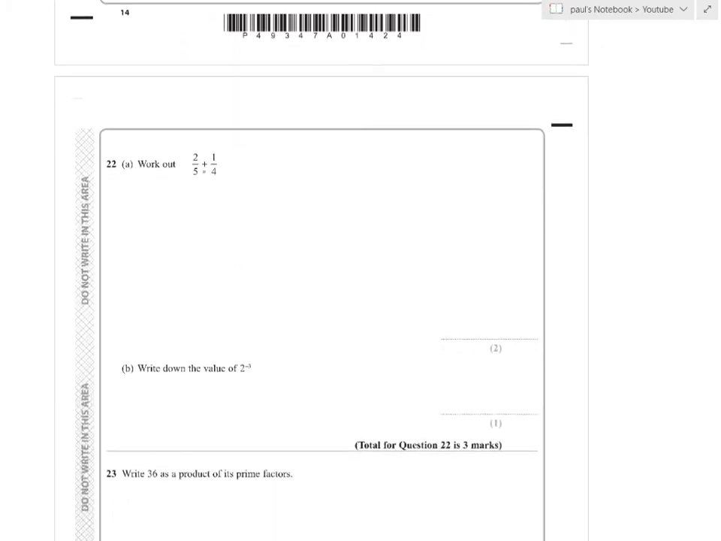Work out 2/5 plus a quarter. Okay, so common denominator, 5 fours are 20, cross multiply, 2 fours are 8, and 5 ones are 5. So that equals 13 over 20.